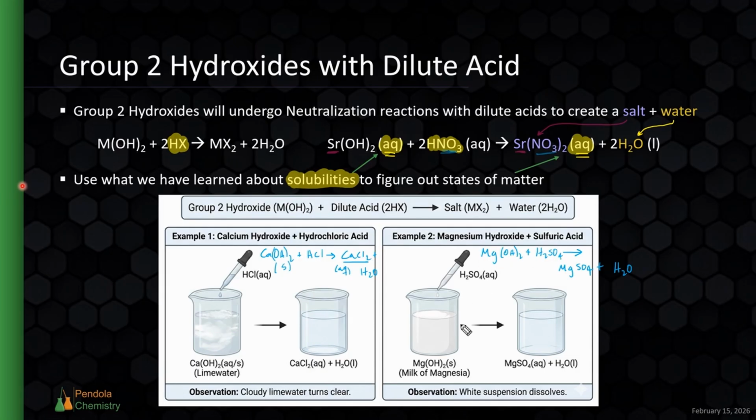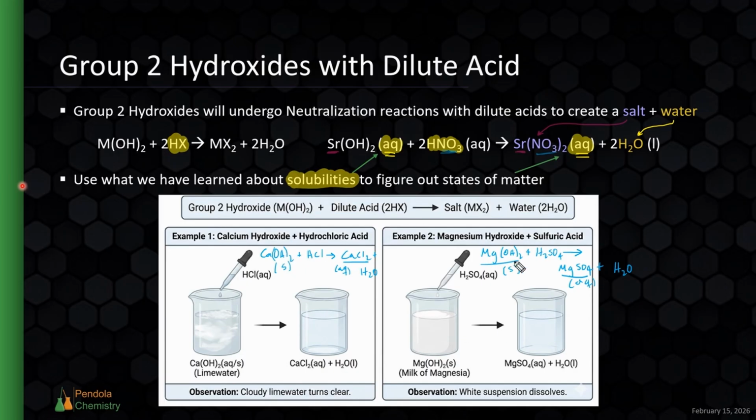Well, magnesium hydroxide, we just said, is solid because it's usually insoluble. But the magnesium sulfate that's created is aqueous, whereas the heavier sulfates are not aqueous, they're solid, because the solubility of the sulfates is going to be the opposite of that of the hydroxides. And again, we'll discuss the solubility of sulfates later on. But this is going to turn aqueous.